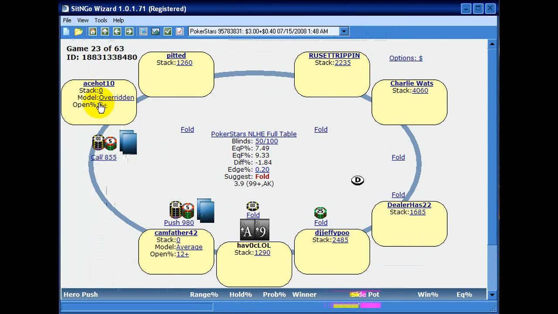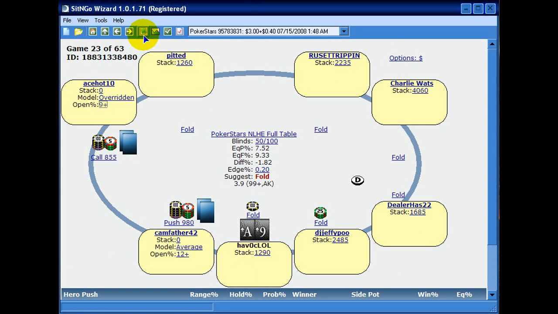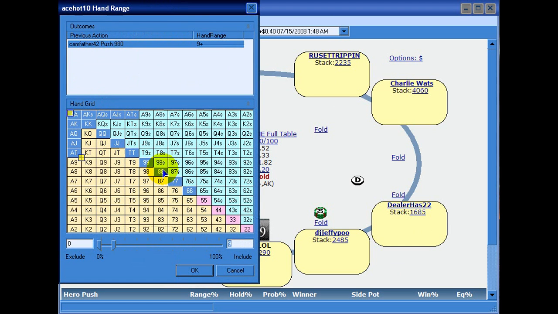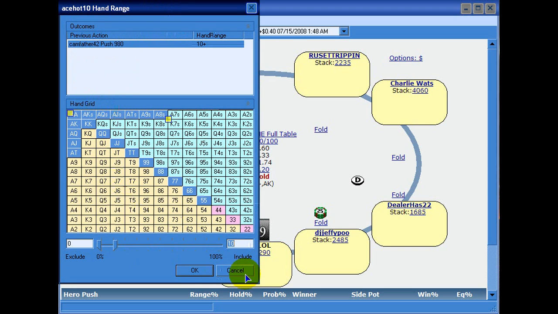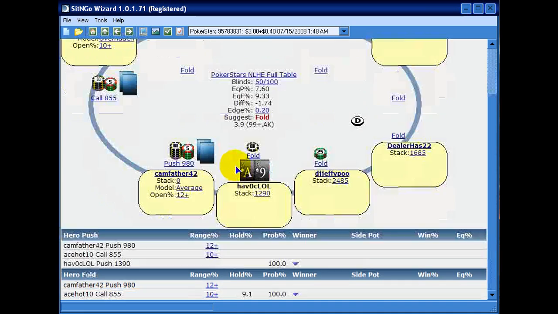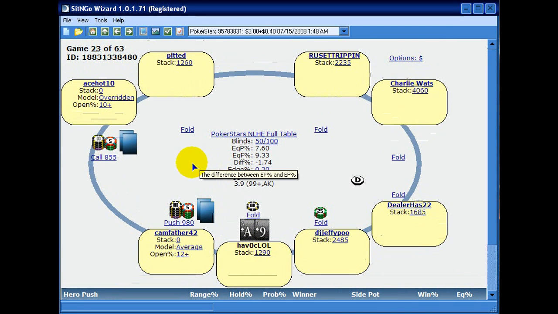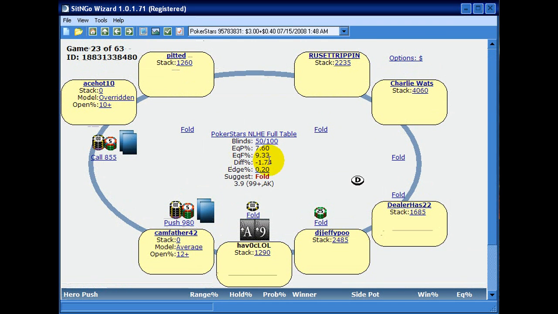And this is a thing you must do with Sit and Go Wizard, and that is just adjust their ranges to what you think that they will be playing. Because Sit and Go Wizard even says in its disclaimer on the front page that if you don't adjust your opponent's ranges, you will lose a lot of money from employing the push folds strategies suggested by Sit and Go Wizard.